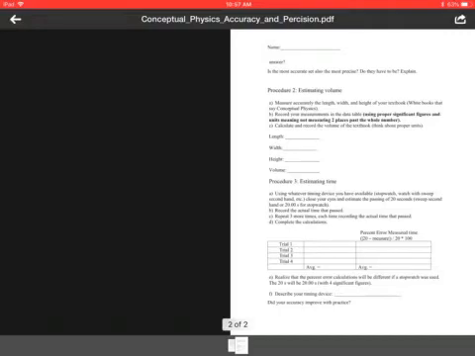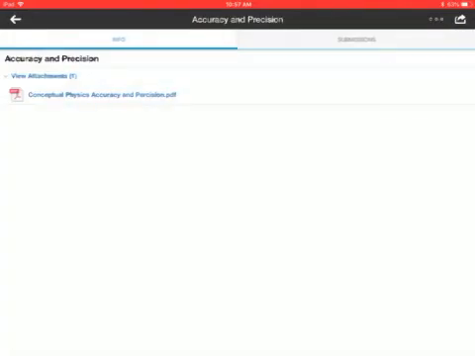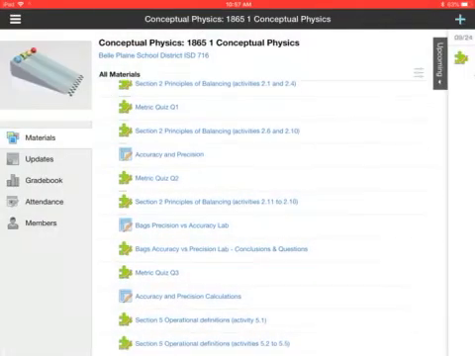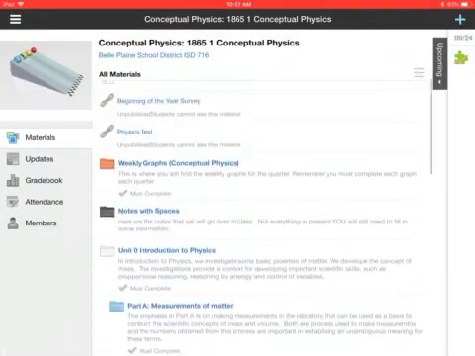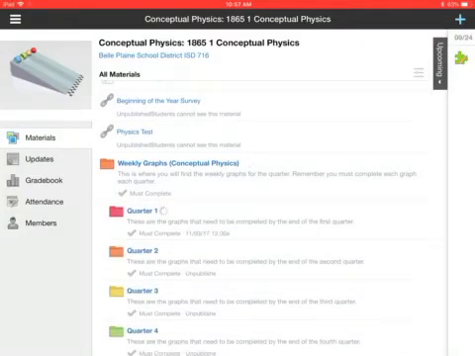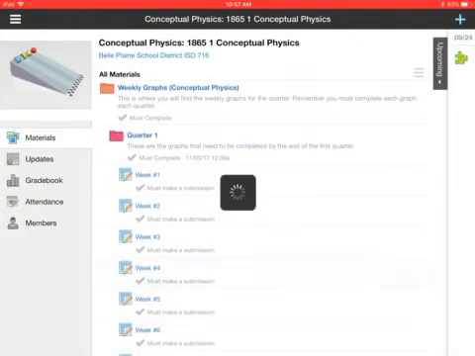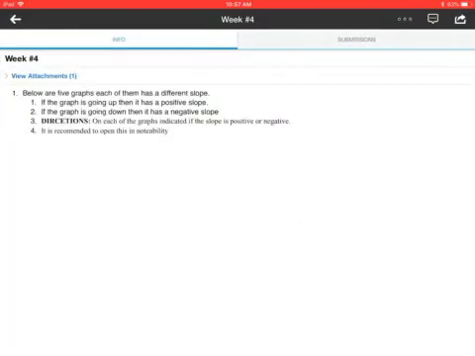From there, you should be able to answer some of the questions that you are asked. And then, after you have completed that, make sure that you submit it into the proper accuracy and precision folder. If you're finished with that and there's still time left, and if you have not already, go into your weekly graphs, quarter 1, and please fill out week 4 of your graphs.